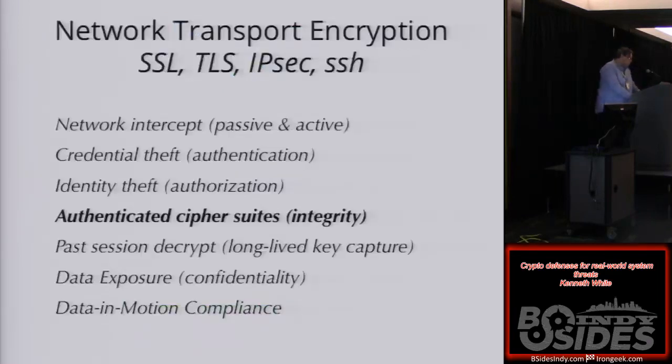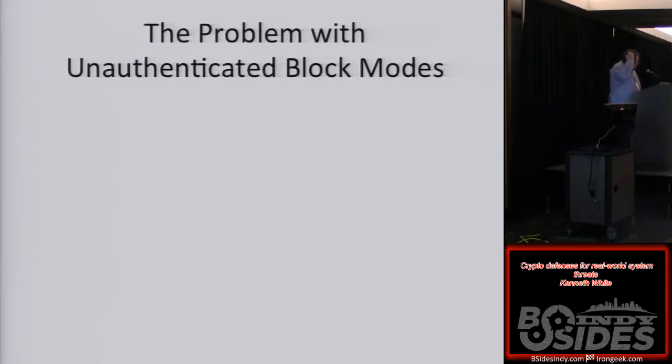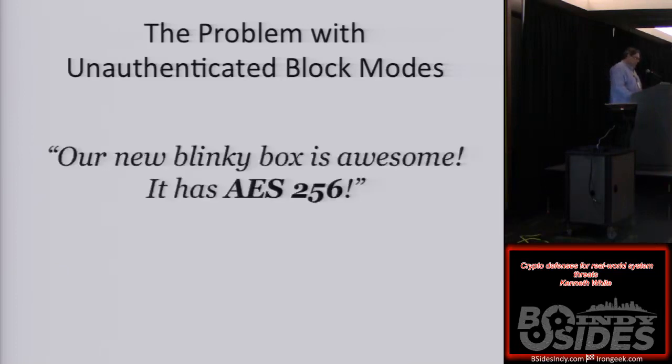All right. So back to the network transport. I mentioned authenticated ciphers and how they help with integrity. Let's take a look at that. So there's a problem with unauthenticated block modes. And this is tied into a lot of issues we see with snake oil. How many products have you seen that said, military grade AES 256, and so it's secure? That doesn't mean anything.